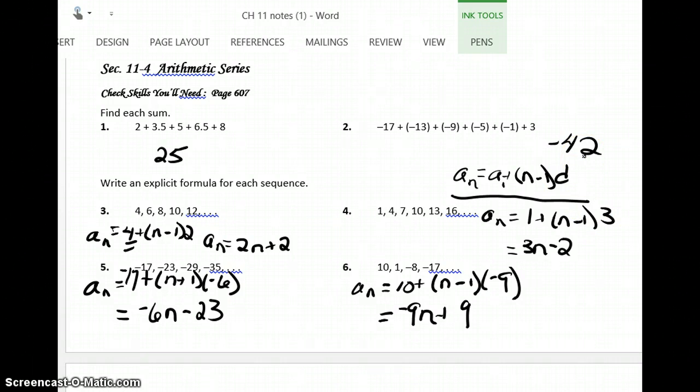The fifth one, the first term is negative 17. We have a common difference of negative 6. I'm going to distribute the negative 6 through and then simplify. I get negative 6n minus 23. And the last one, a sub n equals 10 plus n minus 1. The common difference is negative 9. Simplifying, negative 9n plus 9.